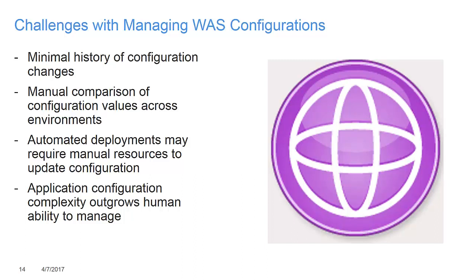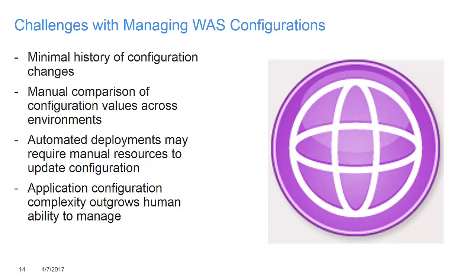Today's users face a lot of challenges when managing their WAS configurations. One example of that is the lack of history of configuration changes. So if you have an environment and you want to see what changes were made over the last month, out of the box there's not a real easy way to do that. Likewise, if you have multiple WAS environments, it's difficult to compare configurations across those environments. So if you want to see what the difference is between your dev environment and your production environment, it's usually a manual process to do so.